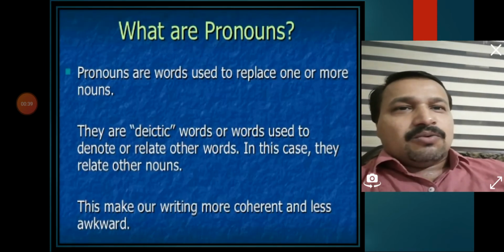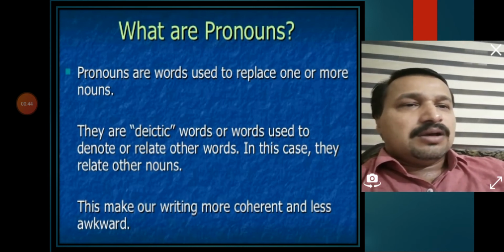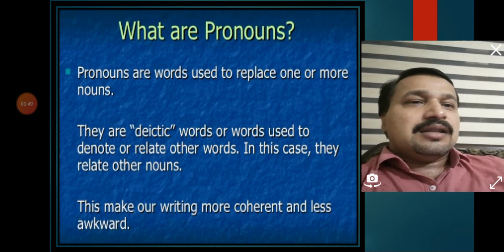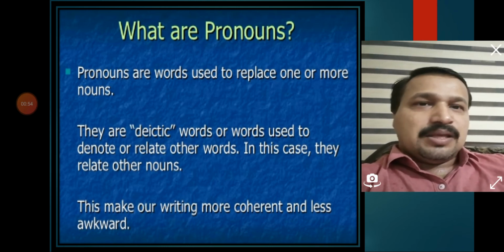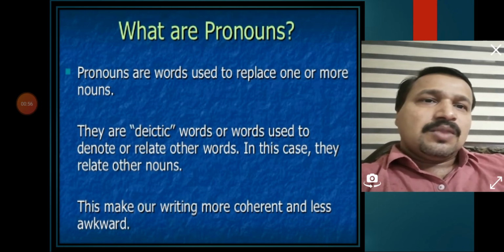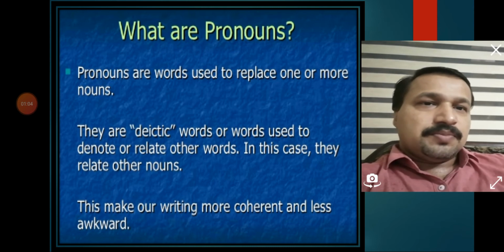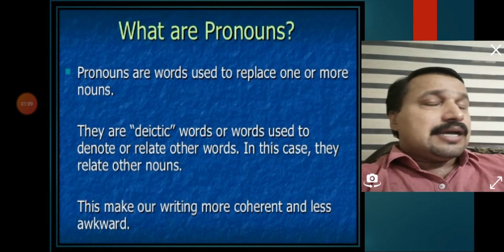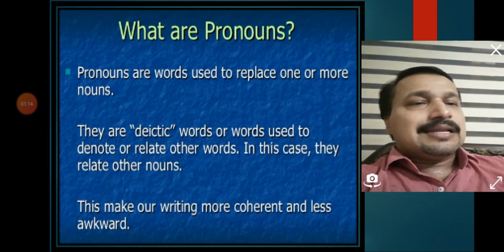Okay. What are pronouns? Pronouns are the words used to replace one or more nouns. A word that is used to replace a noun or a naming word can be called a pronoun. They are words used to denote or relate other words. They show the relationship. In this case, they relate other nouns. This makes our writing more coherent and less awkward.